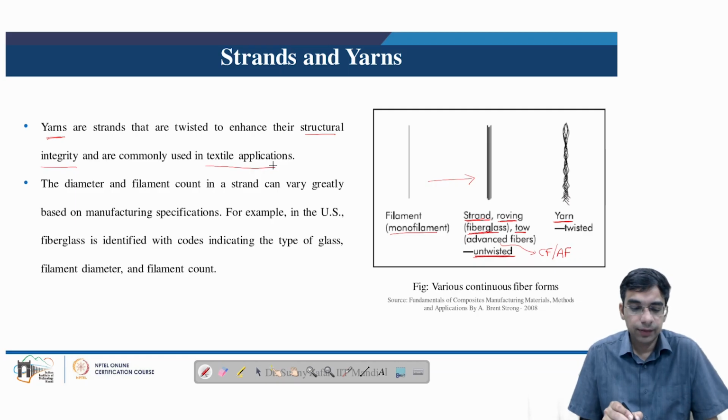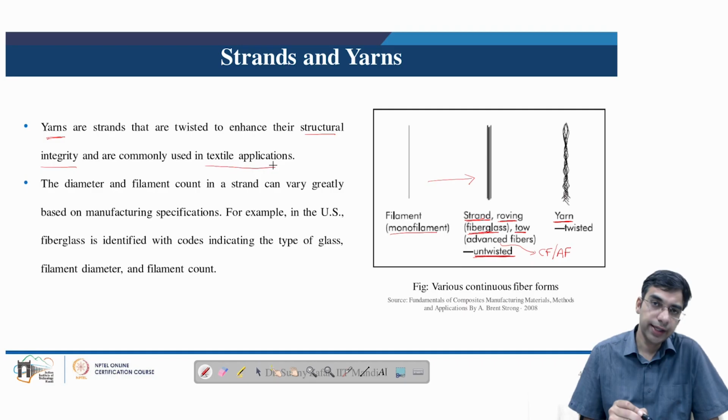So the diameter and filament count in the strand greatly vary depending on the manufacturing specifications. In some countries it can be identified with codes which indicate the type of fiber, whether it is glass fiber or carbon fiber, what the diameter is, and what the filament count is. There can be different filament counts ranging from say 8,000 filaments to 24,000 filaments and so on. It is also self-understood that as the number of filaments increases, the specific mechanical or other properties of the respective fiber will also increase.